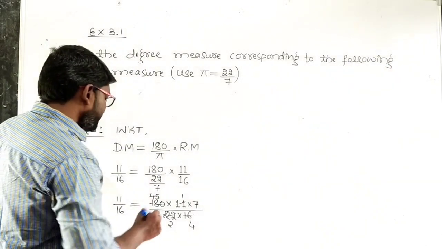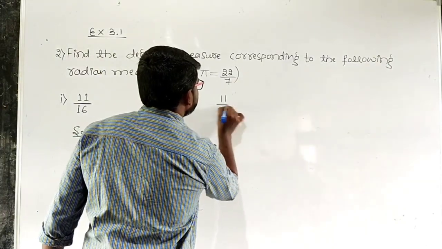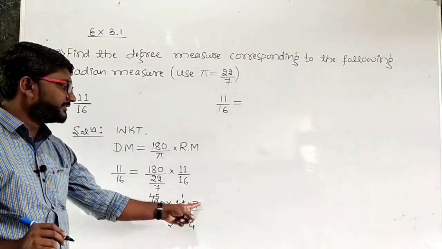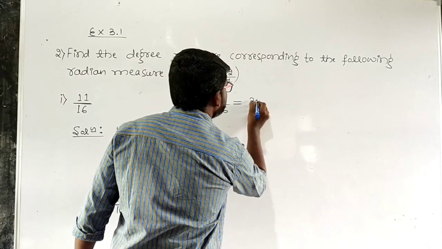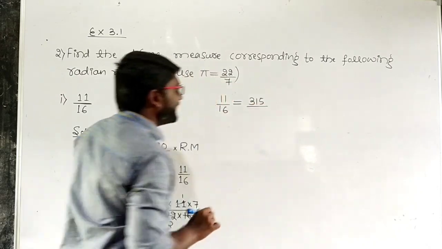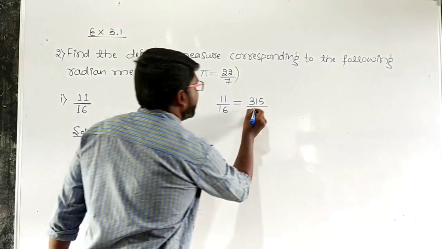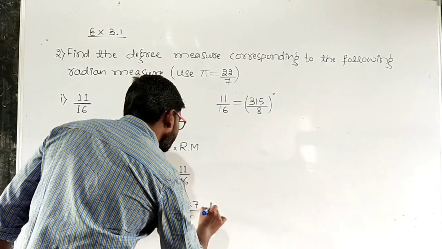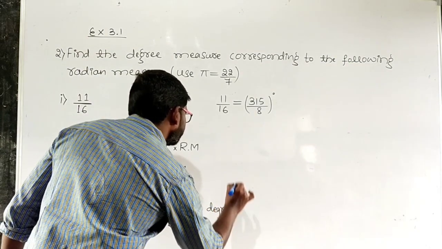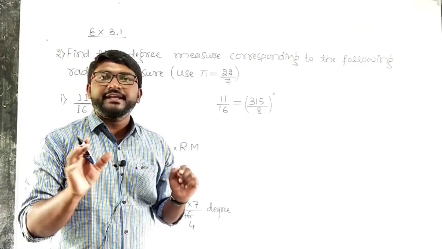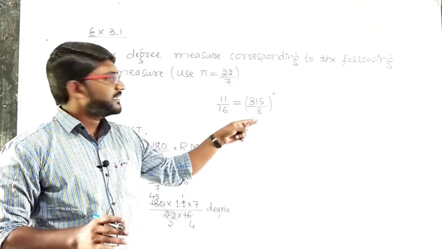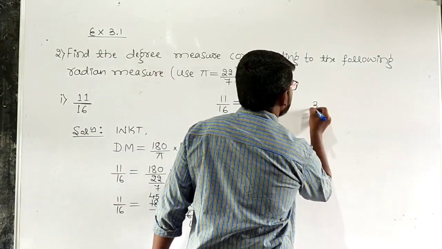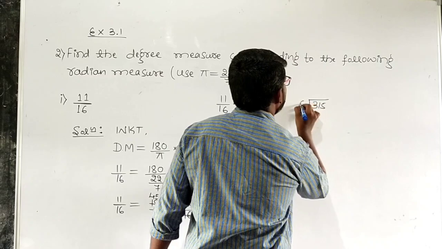So now 11 by 16 equals 45 into 7, that is 315, divided by 2 into 4, it is 8. It is 8 degree. So here we have to write degree. So now we have to divide 315 by 8. Yesterday we solved a similar example problem. So let us go for the division. 315 we are dividing it by 8.